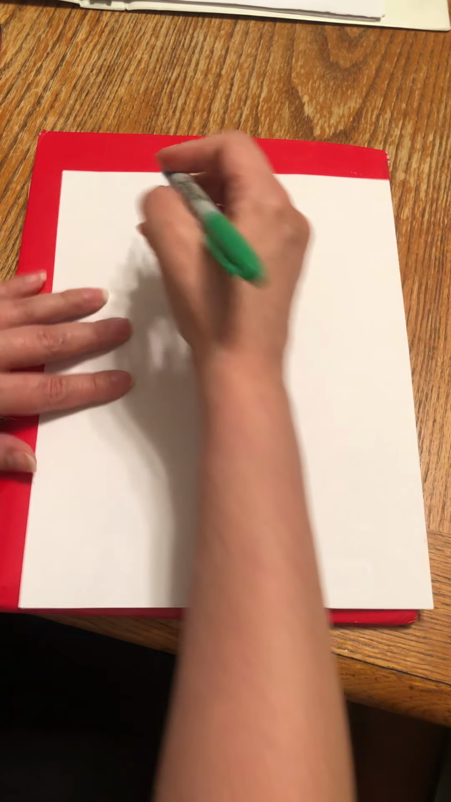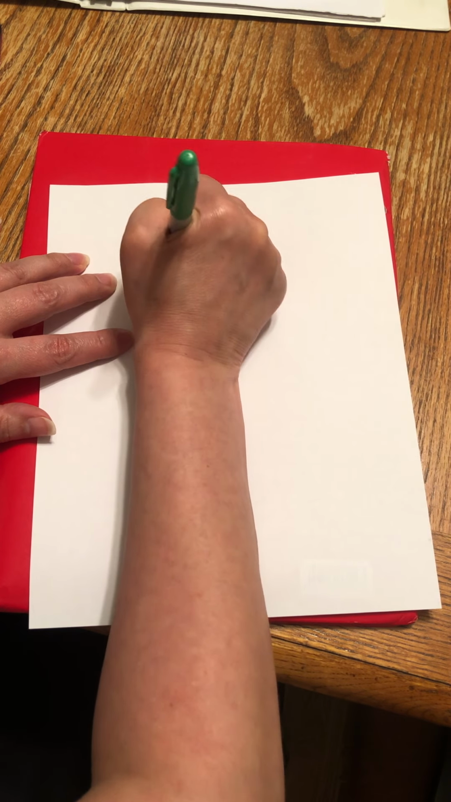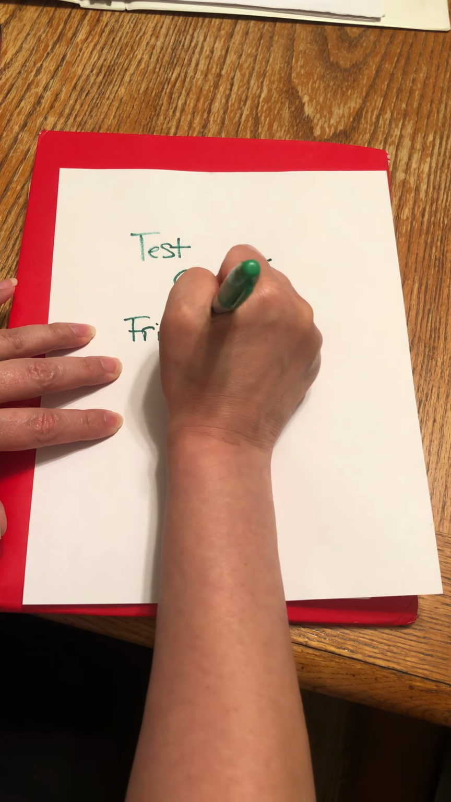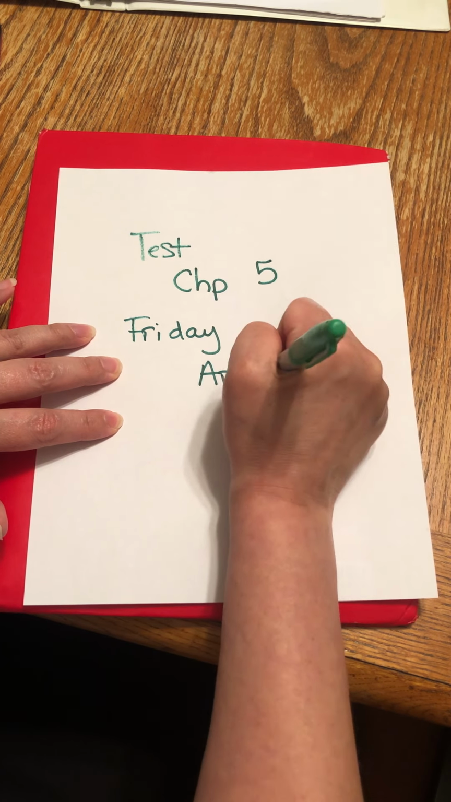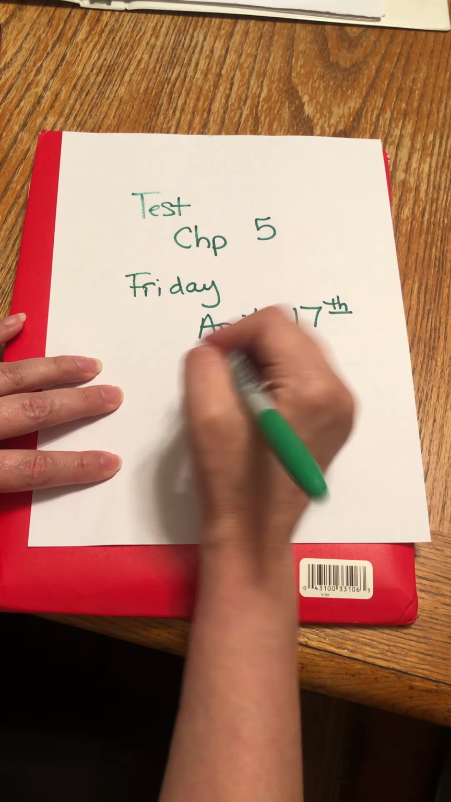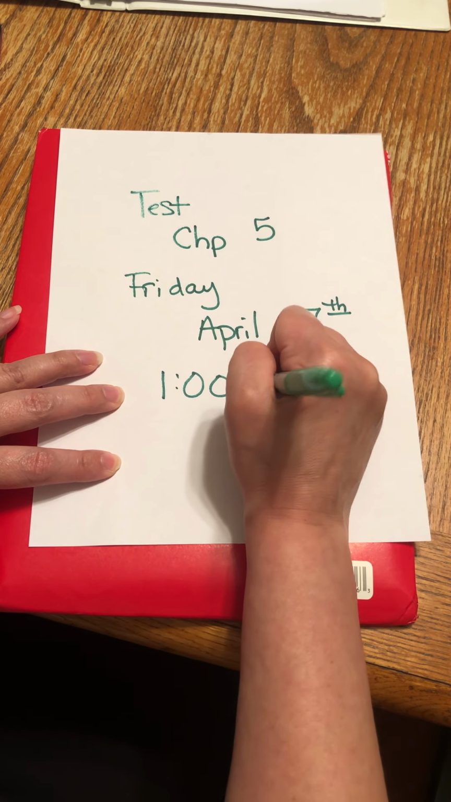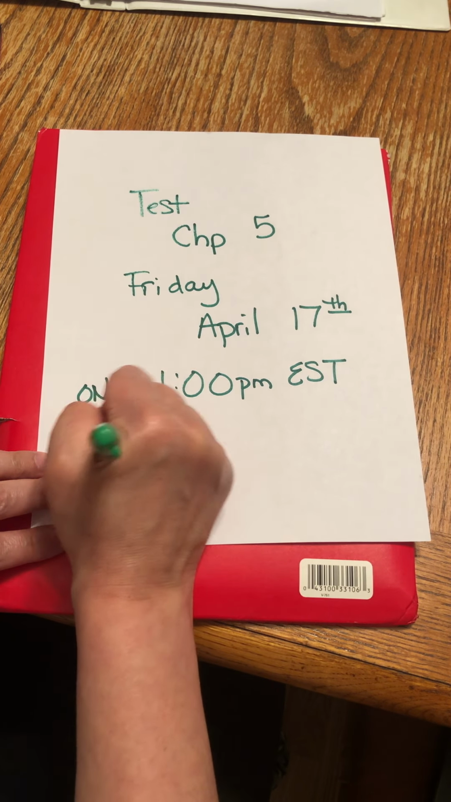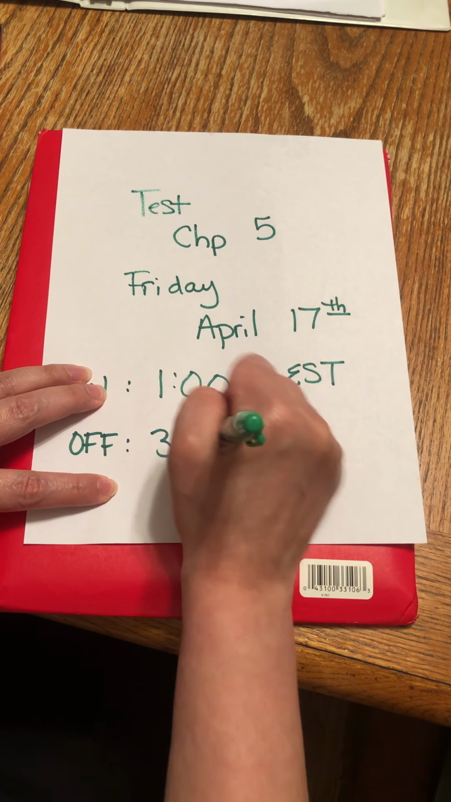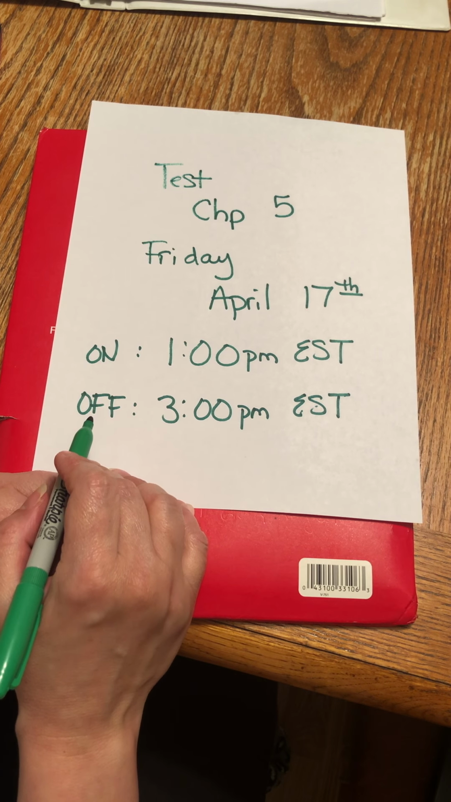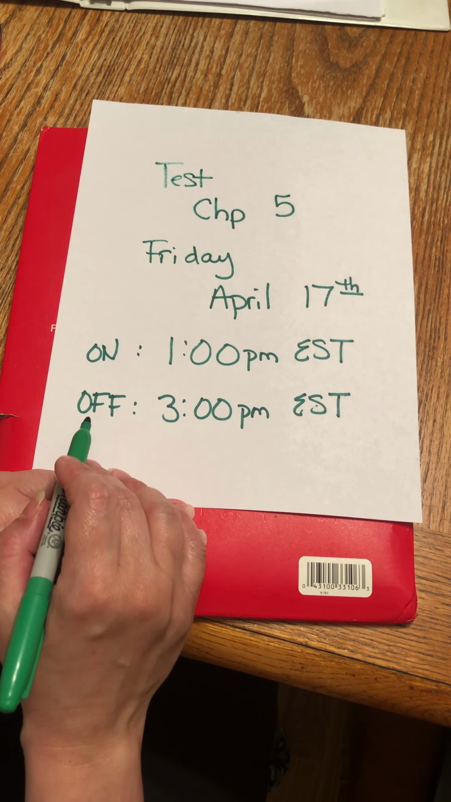So there is a test on Friday. Yes, there is a test on Friday. So test chapter 5 is on Friday, April 17th. It is on MyMathLab. It will turn on at 1 p.m. Eastern Standard Time, and it will turn off at 3 o'clock p.m. Eastern Standard Time. Once it turns off, I will not turn it back on.